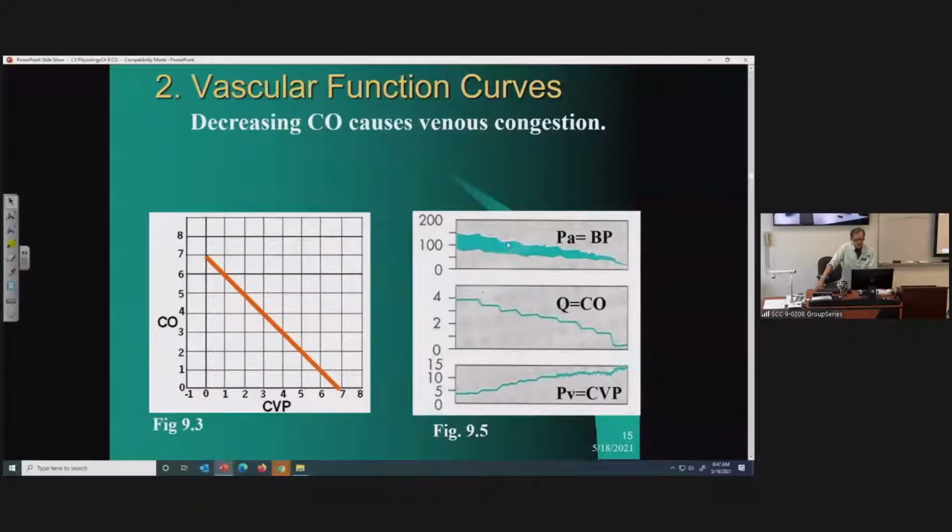Now we'll look at it, instead of on this kind of graph, on this kind of graph. And here's the CVP, the pressure in your right atrium, and here's your cardiac output. This is the vascular function curve displayed on a graph. And we're going to look at it like this because we're going to look at a cardiac function curve next and add it to this graph. So let's translate this data over to this graph.